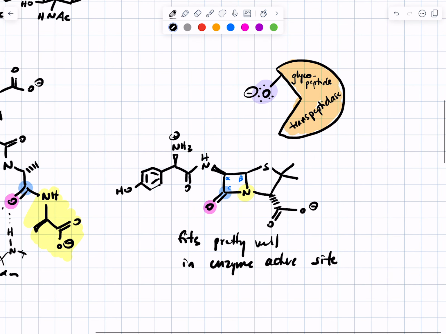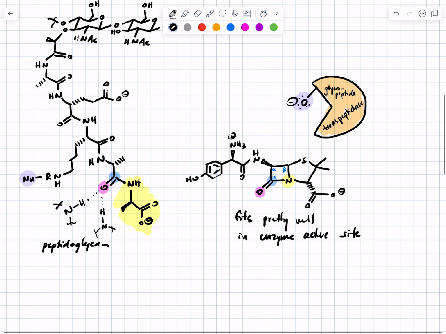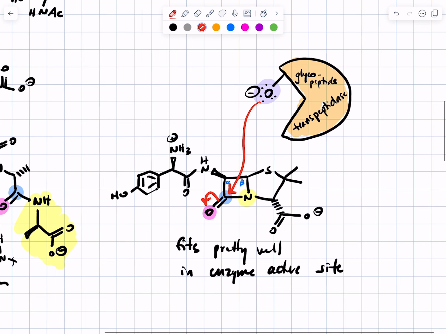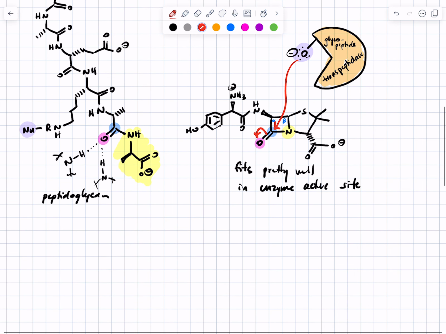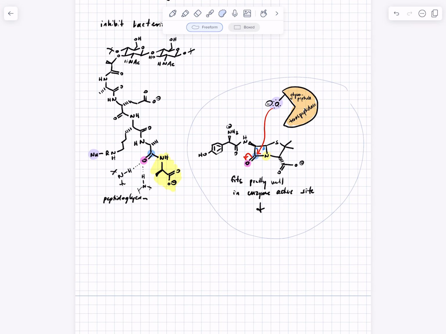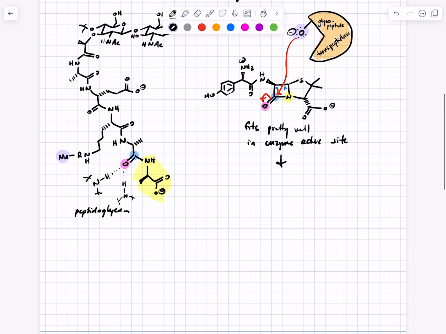So what happens when the enzyme encounters a beta-lactam antibiotic is it gets diverted from what it was supposed to do, and instead it attacks the carbonyl carbon of the beta-lactam, and you get a tetrahedral intermediate. Let's just, for fun now, draw what that tetrahedral intermediate would look like. Fun, right? Having fun. But we're not really introducing anything new here.